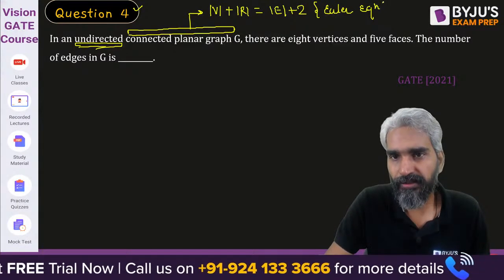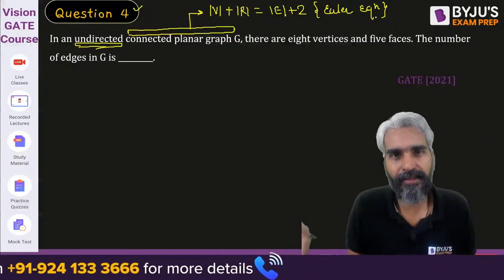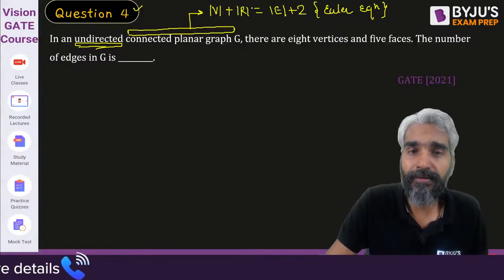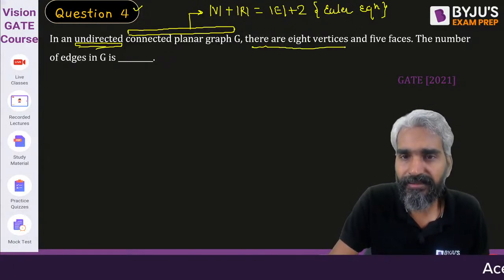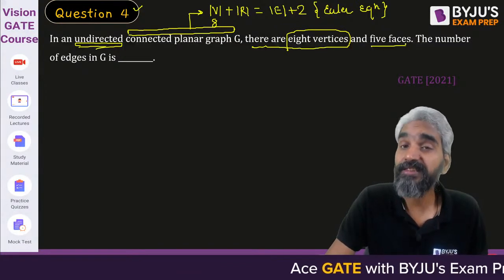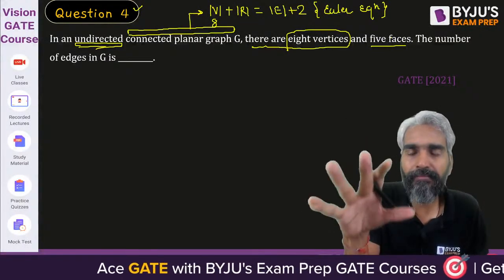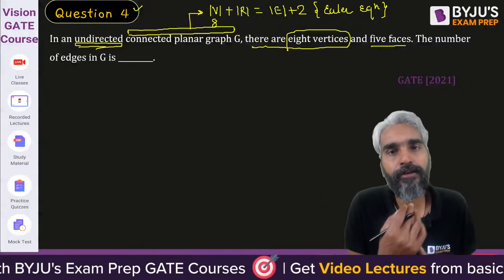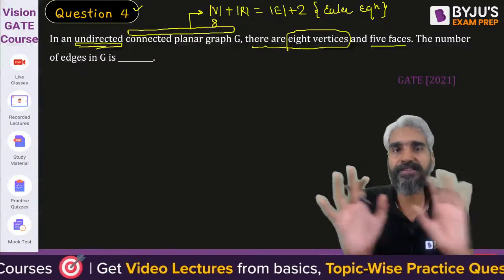This is a very famous equation with respect to planar graphs. In the concept of planar graphs, if you want to learn anything, this equation is there in front of you. So in an undirected connected planar graph, this equation will hold true. Now, what is being said: the number of vertices is given as 8 and 5 faces. The regions are also known as faces. Basically, your planar graph divides a plane into connected areas known as regions, or you can say that those are nothing but the faces of your planar graph.